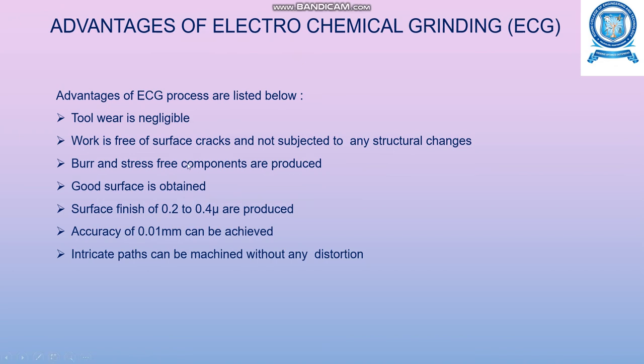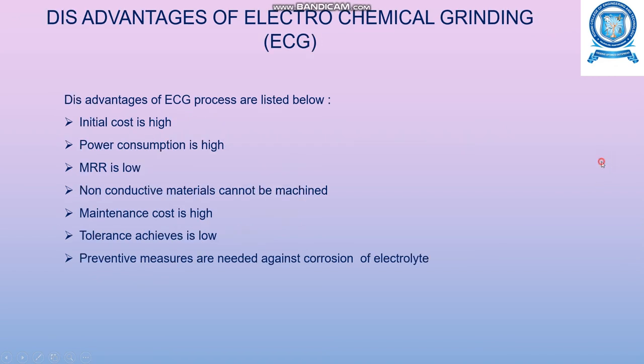And the advantages: tool wear is negligible, and the work is free of surface cracks and not subject to any structural changes. The components that are produced are free from stress and burn. The surface finish obtained is very good, 0.2 to 0.4 microns, and the accuracy achieved is 0.01 mm, and intricate parts can be machined without any distortions.